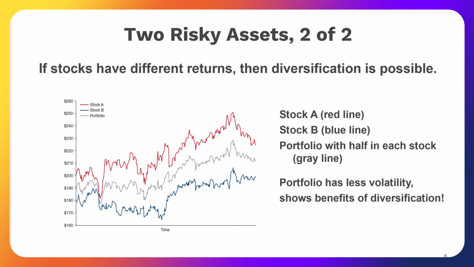This chart shows how combining stocks creates a portfolio with less volatility than either stock alone. Stock A is the red line, stock B is the blue line, and the portfolio in the middle is half of each. And it's not crystal clear, I guess, but I think what you can see is that the movement up and down across the board seems to be a little less with the portfolio than it is with either one of the individual stocks themselves.